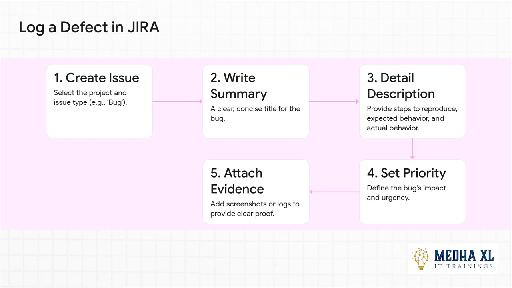3, and this is the most important part, the description. You need 3 things: the exact steps to reproduce it, what you expected to happen, and what actually happened. Be so specific. 4, set the priority. How badly does this hurt? And finally, 5, and please never skip this, attach evidence. A screenshot, a log file, a little screen recording. It is worth 1,000 words.